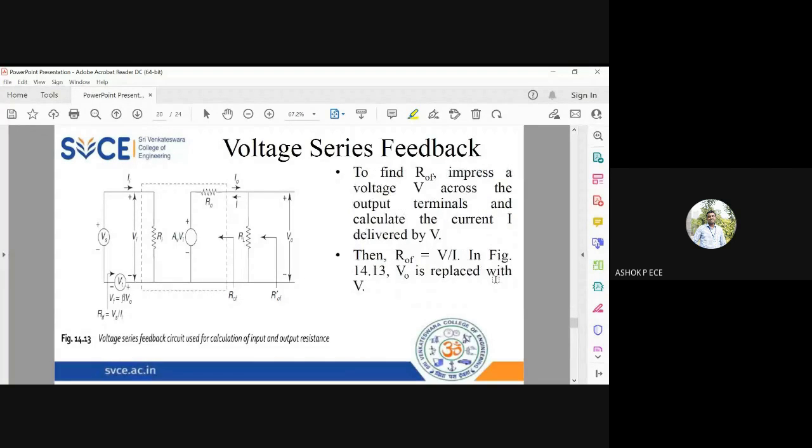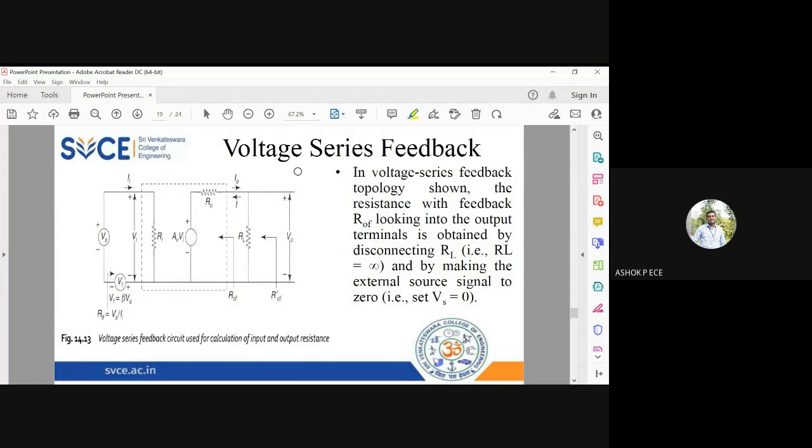Now we are going to see what the output resistance is. For output resistance, the first thing is you have to disconnect your load, and you have to look from the output side to see what the resistance is. And you have to make Vs equal to 0. So short circuit your input side, remove your load, and find R0F.